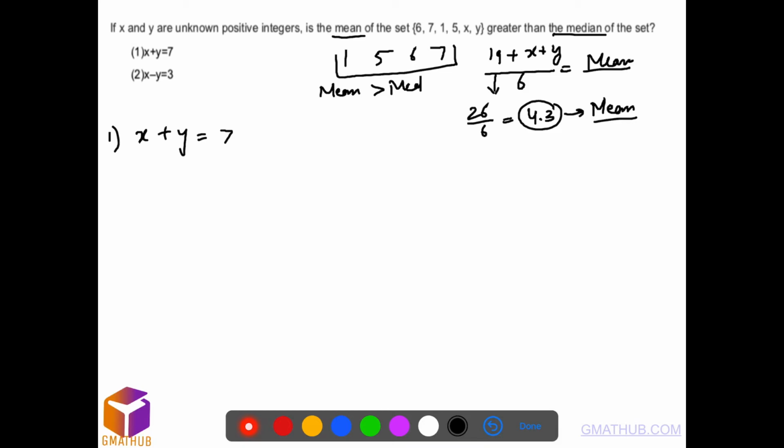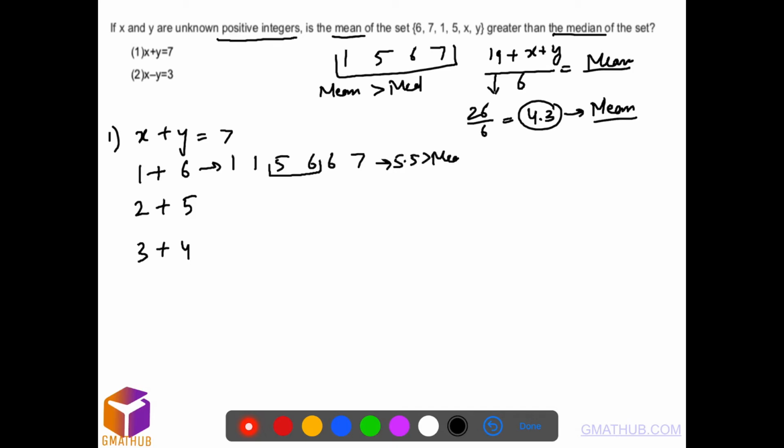Now we need to see whether the median will be bigger than this or smaller than this. Now x and y are positive integers, so we cannot take 0 or negative values. So the only cases we have for them are these. These are the only three combinations we can have for x and y. In this case, the arranged set of numbers would be, okay, 6 terms, so the average of the middle two terms, median is 5.5, greater than the mean.